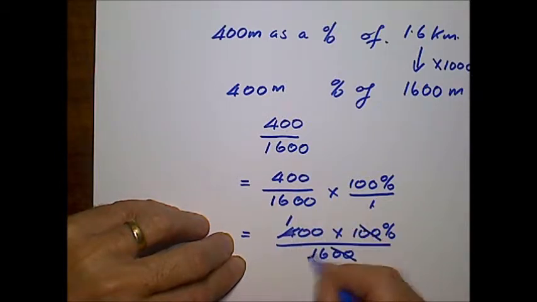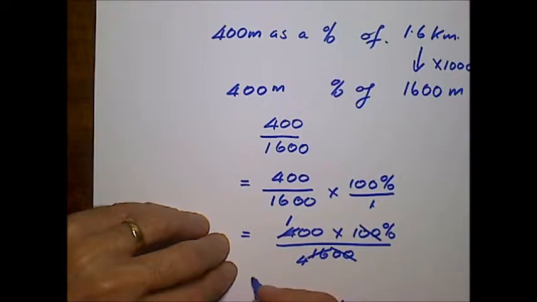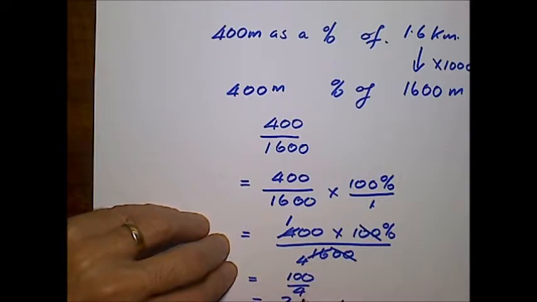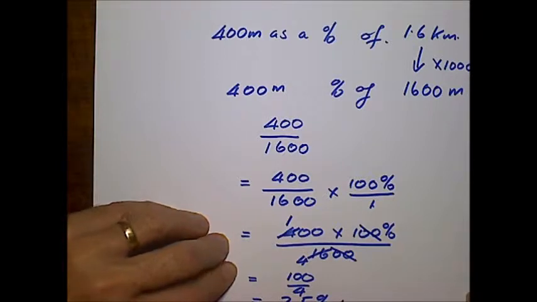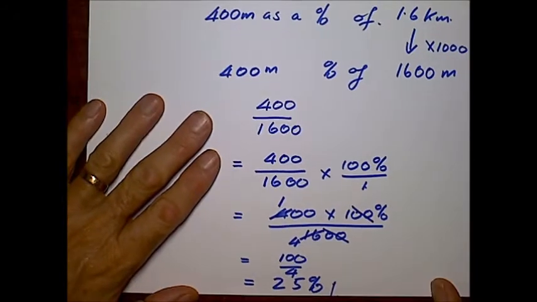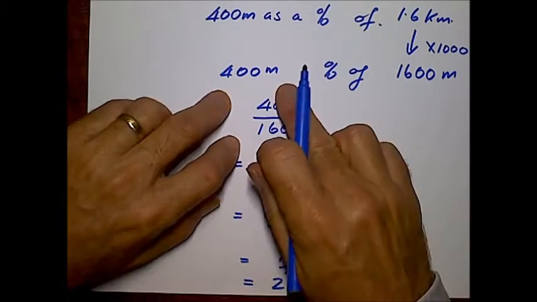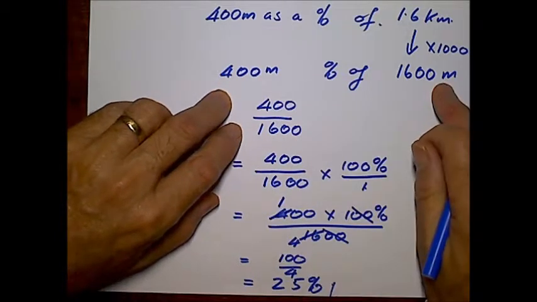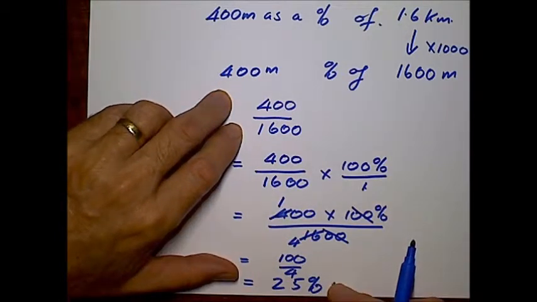4 into 4 goes once, 4 into 16 goes 4. So we're going to be left with 100 over 4, which would be equal to 25%. So in other words, what we have is that 400 metres expressed as a percentage of 1.6 kilometres is 25%.